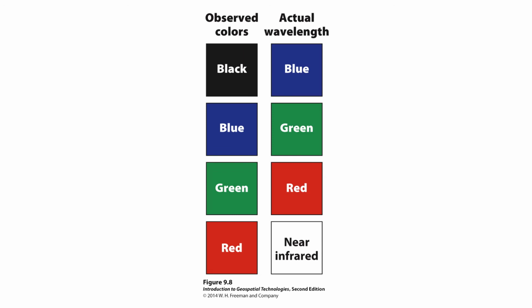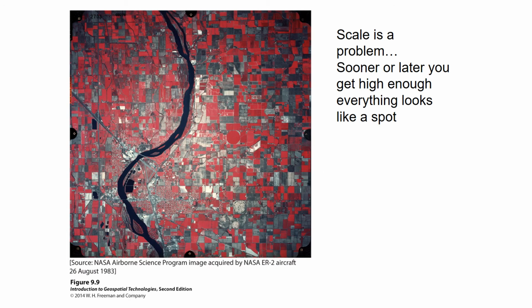This just shows some of the way some of the film works. Don't pay too much attention to this slide. Here we've got a nice false color infrared where we've used near infrared, red, and green in place of blue, green, and red. And what this does is it allows certain things to really light up, in particular healthy vegetation.